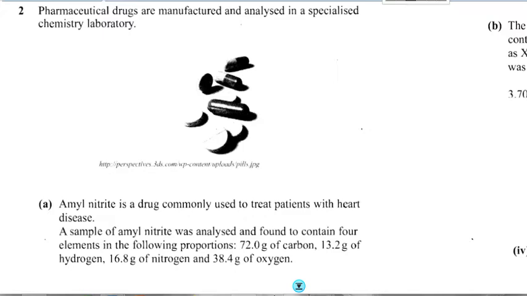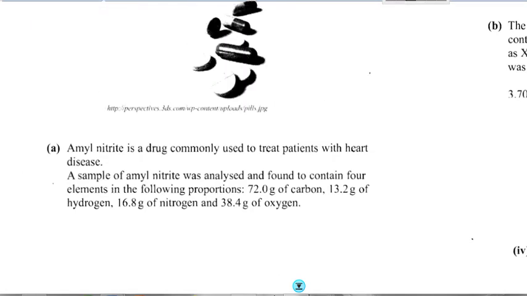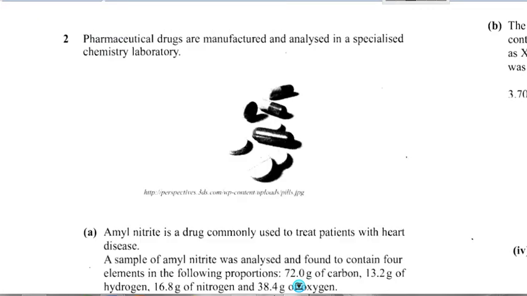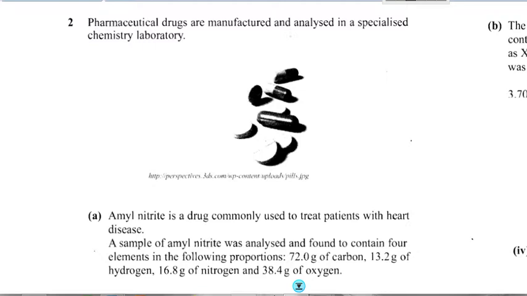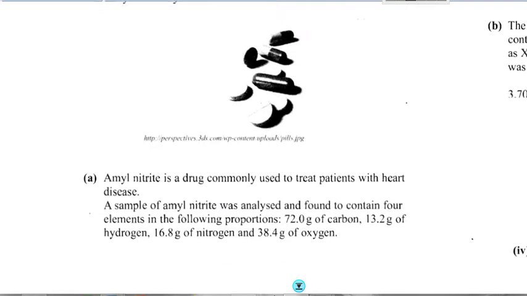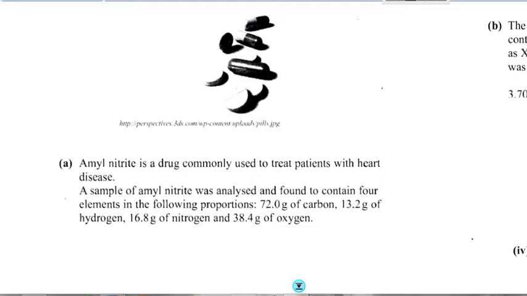Okay, we're going to have a look then at the next question here, titration question. So this starts off with a little question about an empirical formula which we've got to work out first of all. Pharmaceutical drugs are manufactured and analysed in a specialist chemical lab. Amyl nitrate is a drug commonly used to treat patients with heart disease. It's made up of 72% carbon, 13.2 hydrogens, and so on and so forth. So we've got to very quickly calculate the empirical formula of this, and we'll do that.